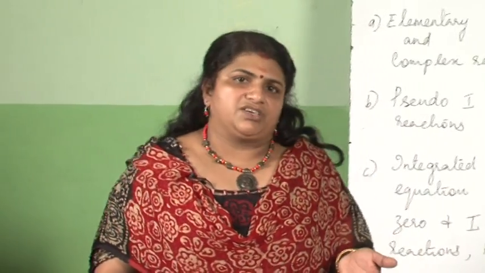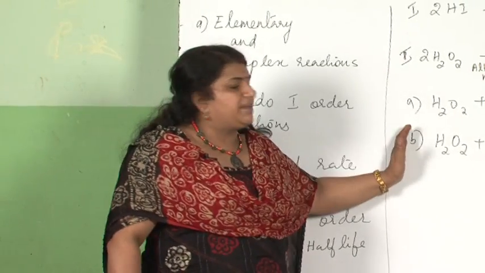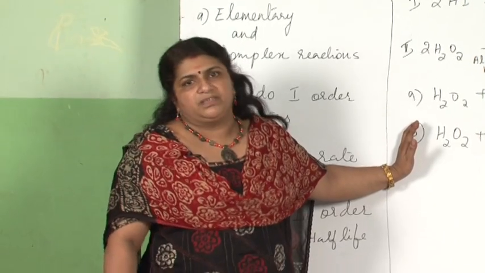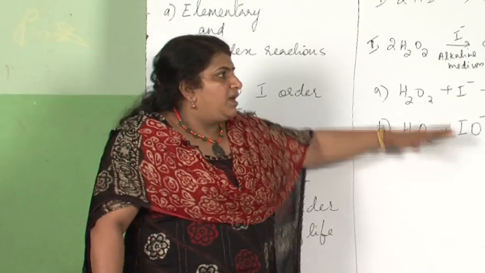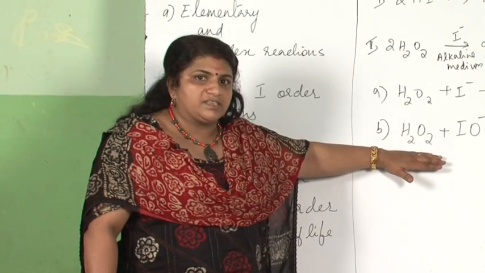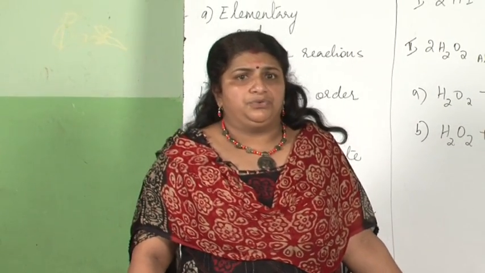In this case, you will always have a question: which is the rate determining step, and how will we determine the rate? In a complex reaction, which is the slowest step? Out of these, which step is the slowest step? That step will be the rate determining step. Hope it is clear to you.